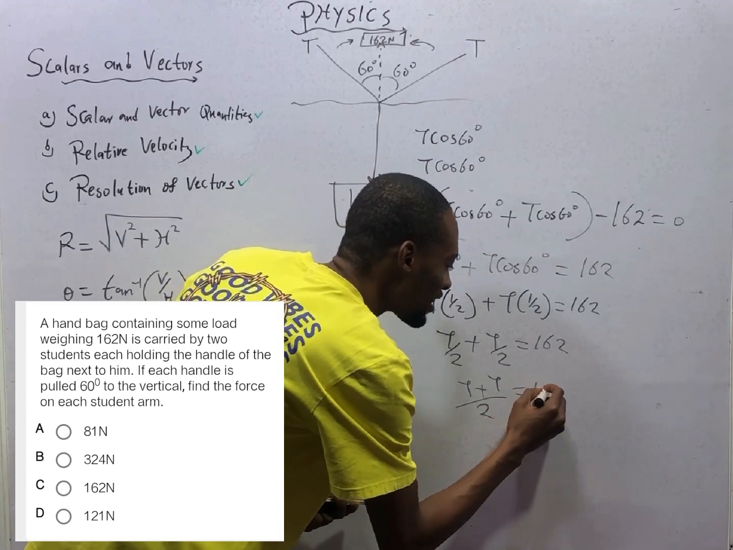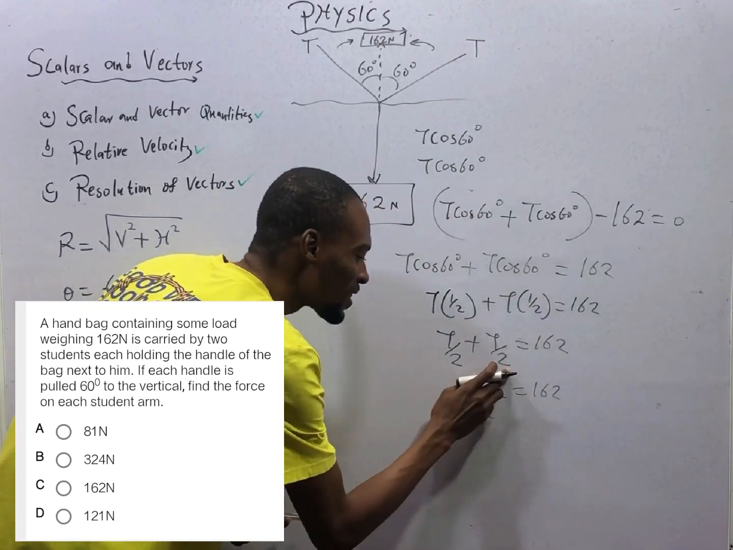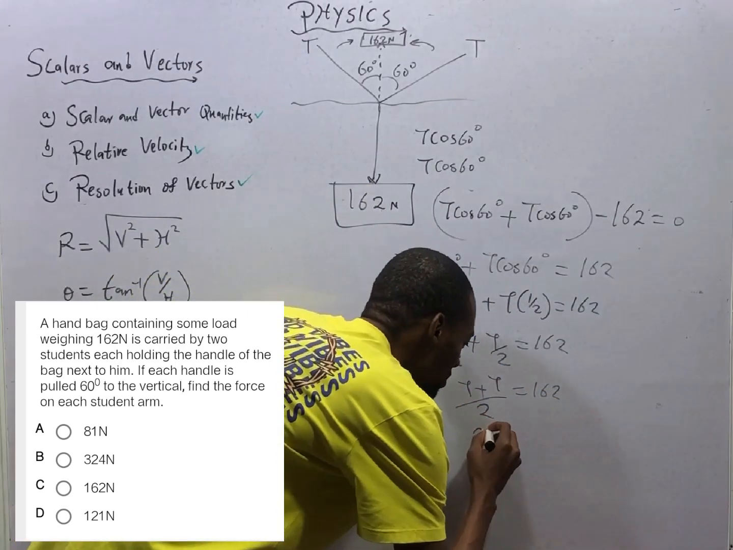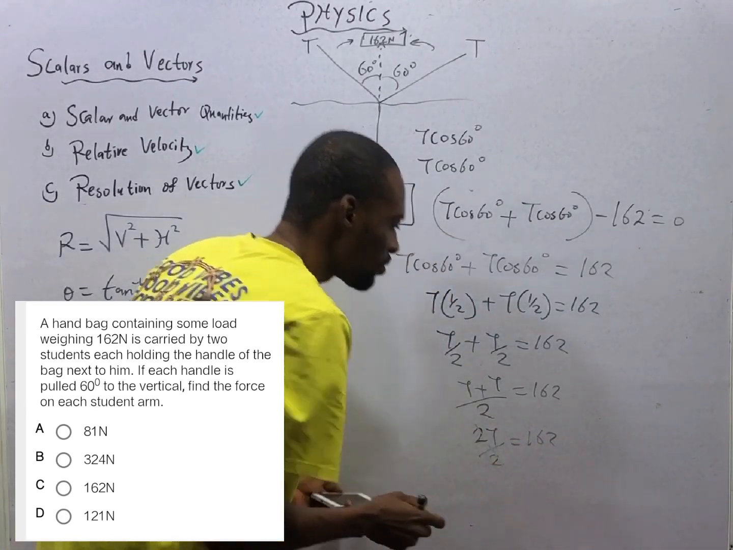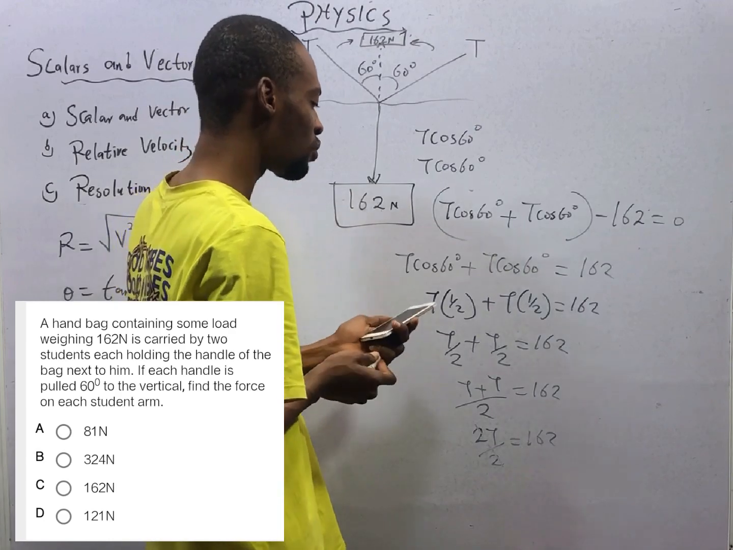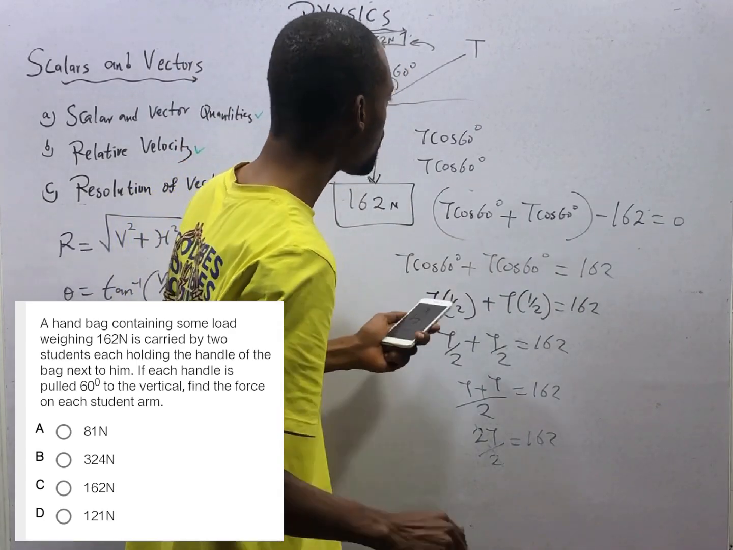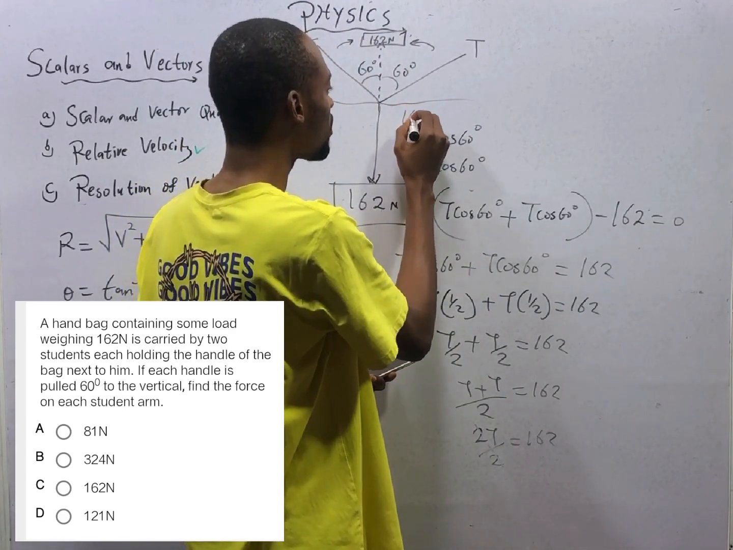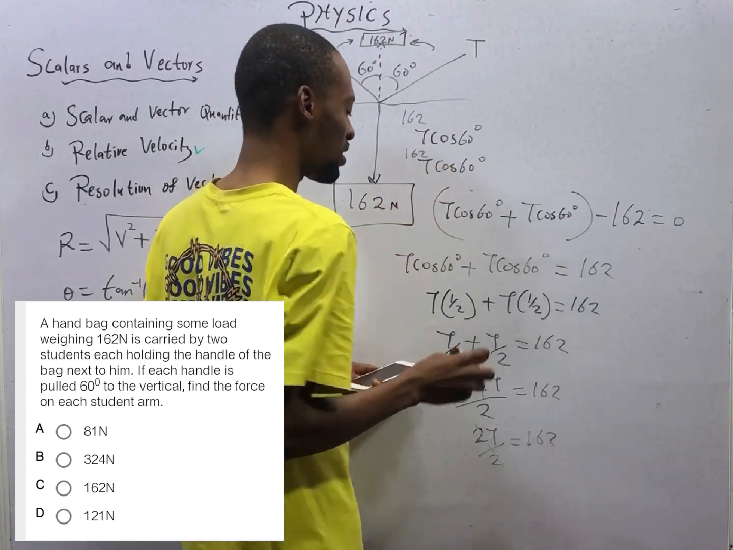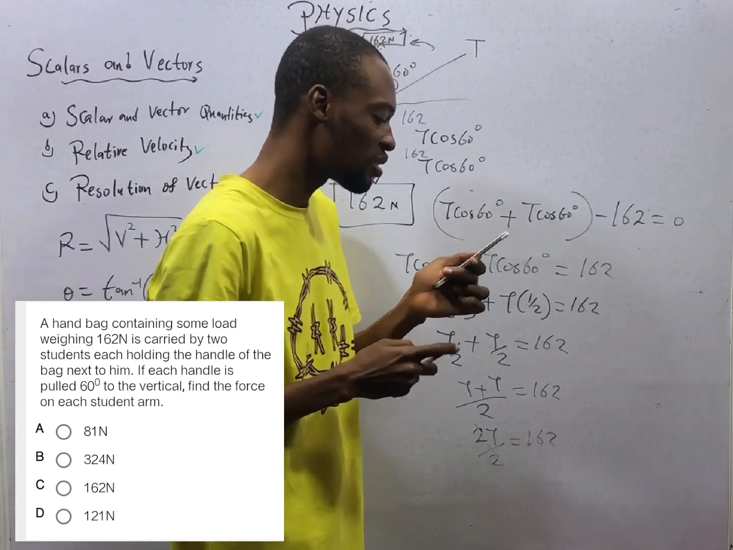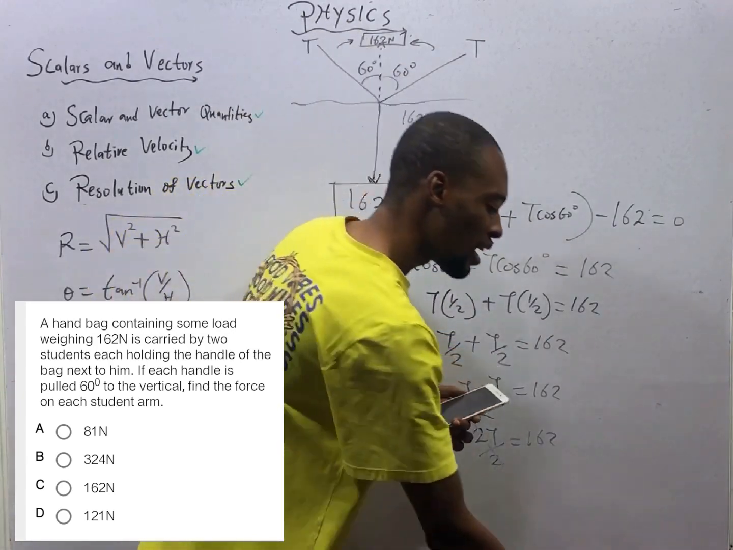So this equals 162. T plus T is 2T, and 2T over 2 equals 162. So 2 cancels 2, and the tension is 162. It therefore means that here is 162 cos 60, and here is 162 cos 60. So 162 is the force on each student's arm.